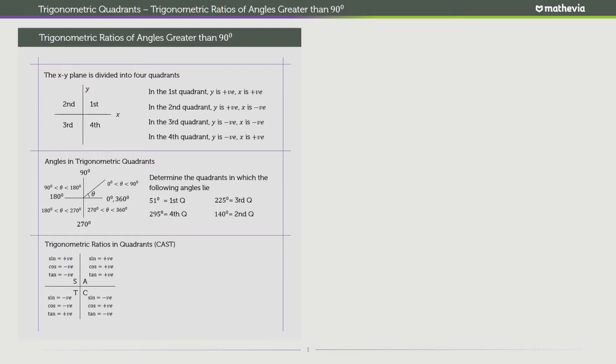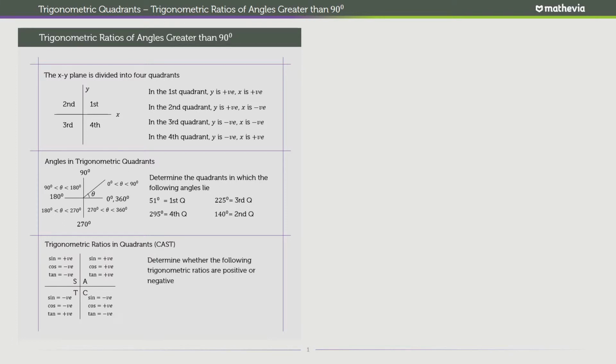A positive adjacent divided by a positive hypotenuse gives you a positive cosine, and a negative opposite divided by a positive adjacent gives you a negative tangent. And that's the reason for all of it. But you don't need to get into all of this. Just remember CAST. C stands for cosine is positive, A stands for all trigonometric ratios are positive, S stands for sine is positive, and T stands for tangent is positive.